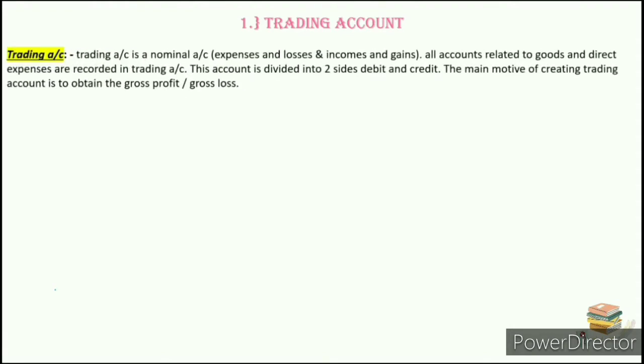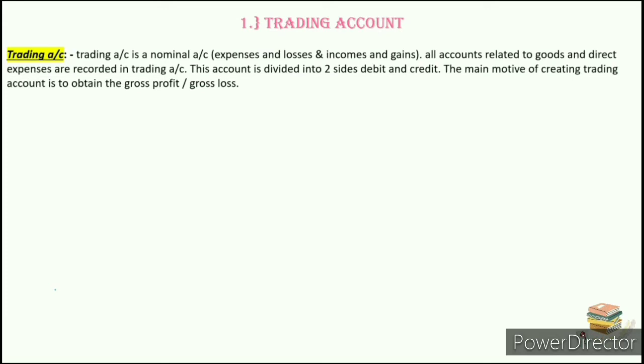First, trading account. Trading account is a nominal account where all expenses and losses, income and gains are recorded. All accounts related to direct expenses and direct income are recorded in trading account. This account is divided into two sides, debit and credit. The main motive of creating trading account is to obtain gross profit or gross loss.